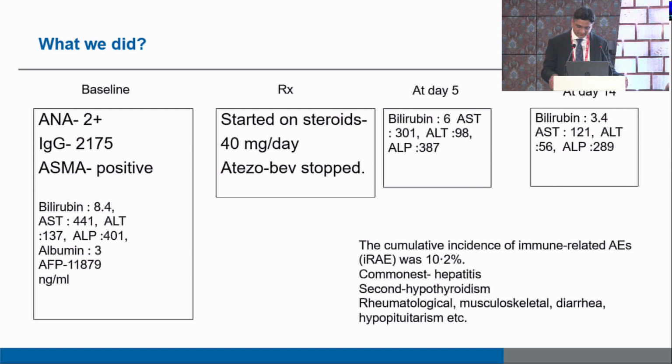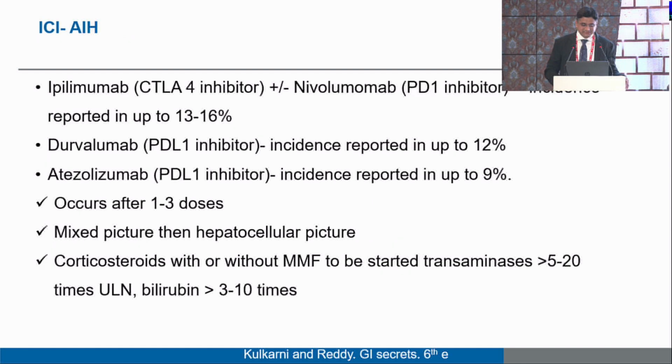The cumulative incidence of immune-related adverse events is noted in 10% of individuals. The commonest are hepatitis, hypothyroidism, rheumatological and musculoskeletal events, and diarrhea, sometimes multiple of them. So if you are giving immunotherapy, be aware that the patient may develop immune-related adverse events, which can be treated with corticosteroids, but are difficult to identify. They usually occur after 1 to 3 doses, with a mixed picture followed by a hepatocellular picture. Steroids with or without MMF is the treatment of choice for grade 3 adverse events. The drug most commonly reported to be associated with immune-related adverse events is ipilimumab plus nivolumab, although not approved by BCLC. Durvalumab is also reported to have 12% immune-related adverse events, while atezolizumab has around 9%.